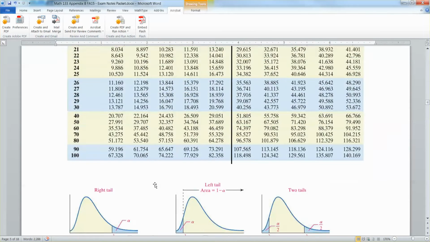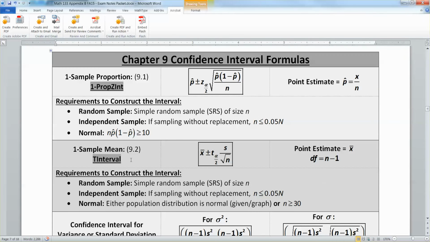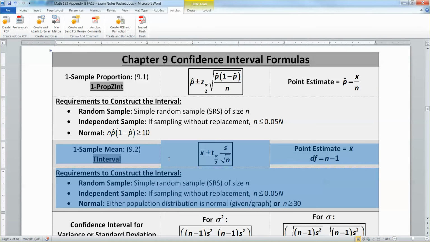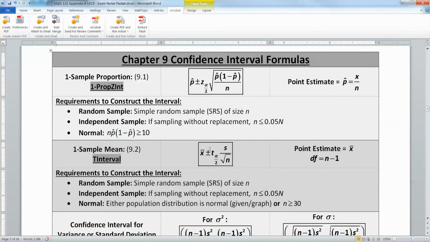So when we look at the formulas right here, we're talking about this one right here. Right, so it's going to be a t-interval. You're going to use x bar plus or minus t alpha over 2 times s over the square root of n. Of course, s over the square root of n is an approximation of the standard error that we learned in chapter 8. Right? Now your point estimate is x bar. That's the center of your interval. And remember that the degrees of freedom is n minus 1.